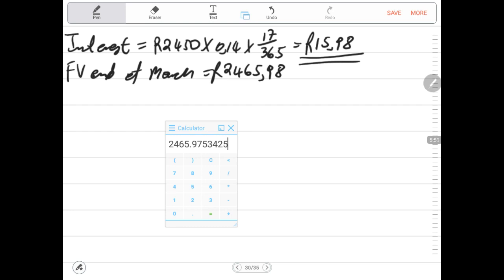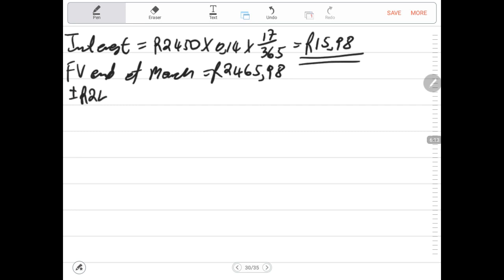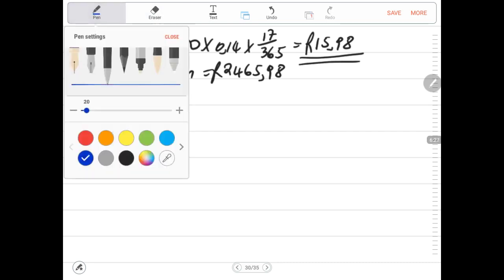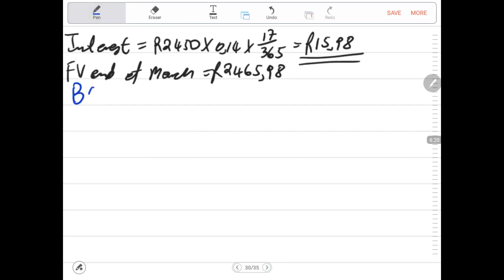Then now, because we know how much will be in the account, we need now to start calculating the monthly payments. Because we are looking for the monthly payments, we need to say this is how much we have in the account, plus minus 2,465 rand 98 cents is the present value the person currently is owing. Then let me not forget to highlight this with a different color, BGN.